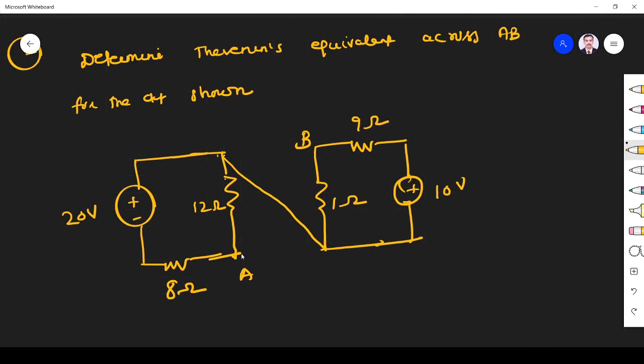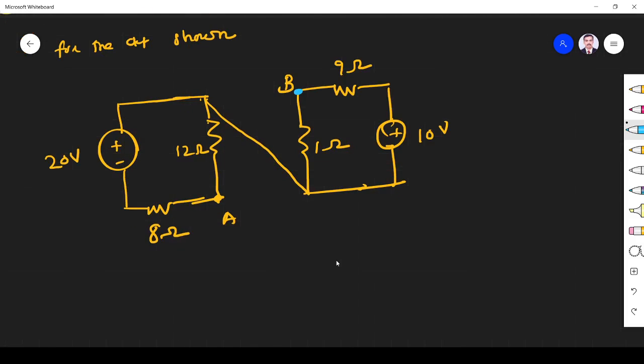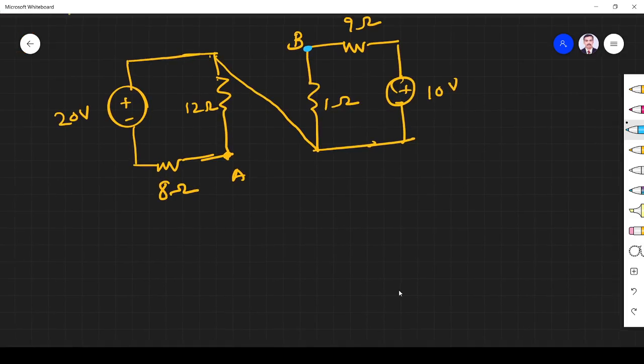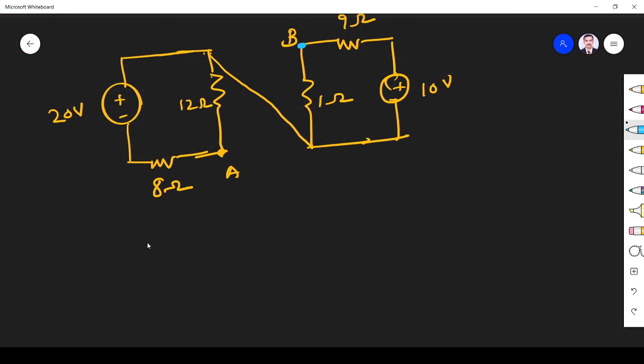So we have to find Thevenin's equivalent across AB. Fine. How to find? Directly we cannot find. We have to redraw the circuit in a different fashion. Then the problem will become simpler. So I redraw the circuit. So it will be, this one will come up, right?